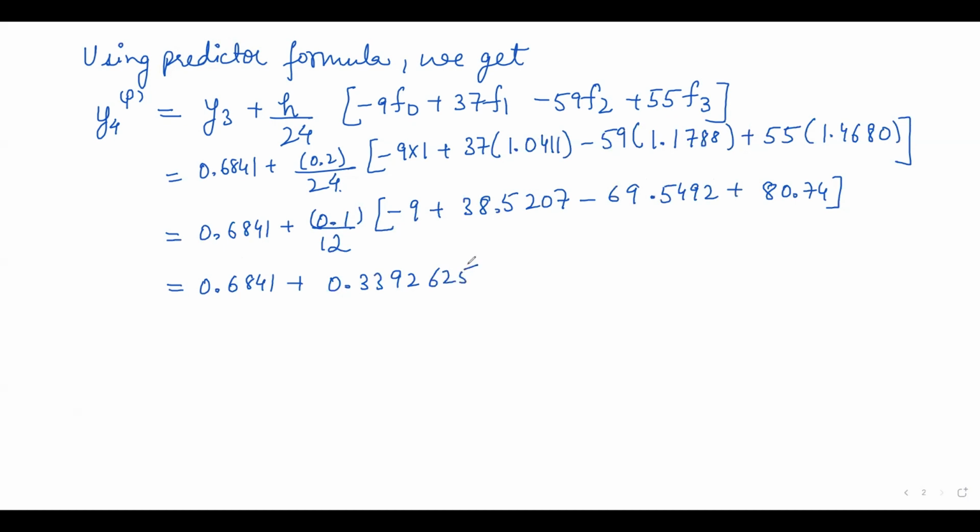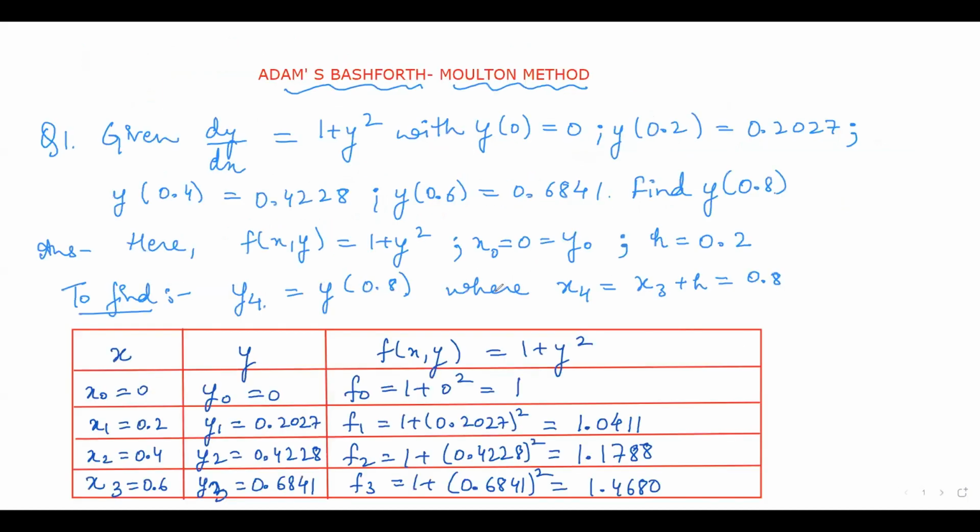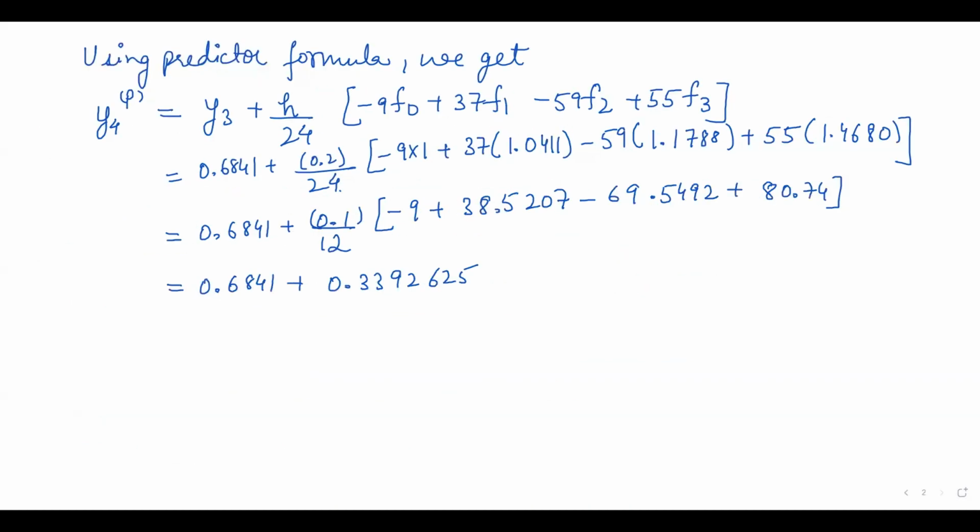Now how many decimal places, if the question does not mention how many decimal places you have to find the answer, then we will refer to the values that are given to us, the values of y. Now here you would notice the value of y at 0.4, 0.6 is up to 4 decimal places. So what you can do is find the values up to 5 decimal places, and then you can automatically round it off in the end, and then that will be your answer. So I'll be doing the same thing.